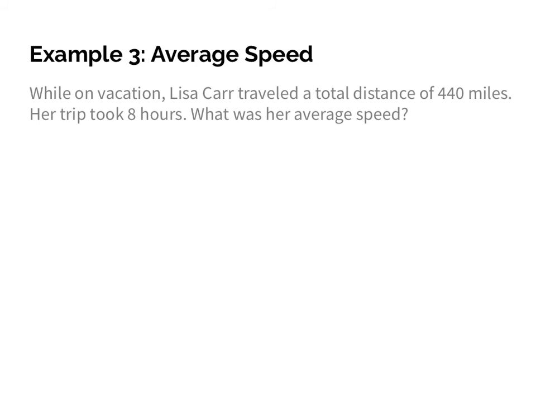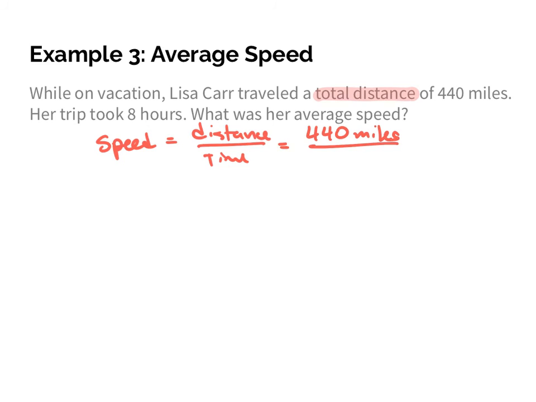So notice here in this problem we have total distance. So when we refer to distance, our speed is going to equal our total distance divided by the time. So given the problem, the distance is 440 miles, and the time would be 8 hours. If I want to find the speed, all I'm going to do is take those two values, and I'm just going to divide them out. 440 divided by 8 would give me 55.